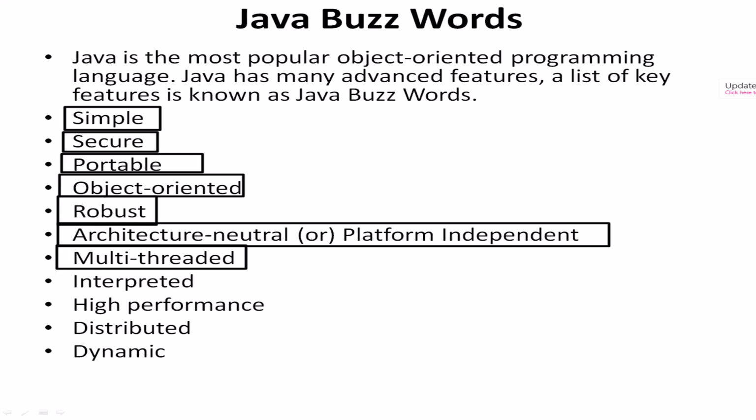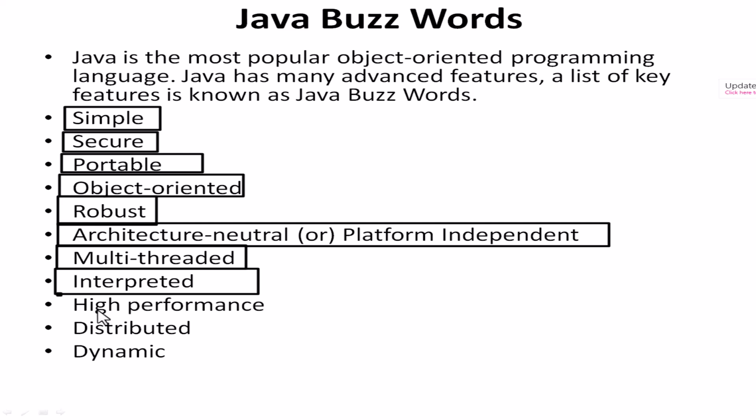Multi-threaded. It uses the concept of multi-threading, so it can perform multiple operations. A thread is a lightweight process which reduces the processing time. Next, interpreted. Basically it is an interpreted language. The interpreter makes cross-platform programs, which can execute in bytecode.